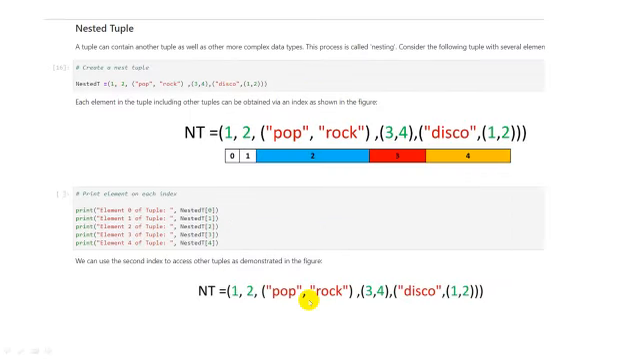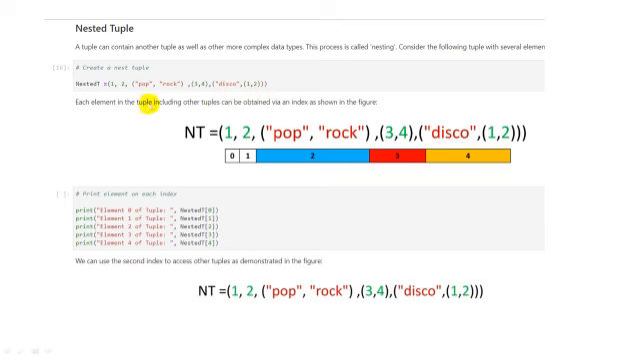Now, what are nested tuples? A tuple can contain another tuple as well as other more complex data types. This process is called nesting. Consider the following tuple with several elements. For example, create a nested tuple. NestedT is equal to (1, 2, ("pop", "rock"), (3, 4), ("disco", (1, 2))), with the closing parenthesis for the whole tuple.